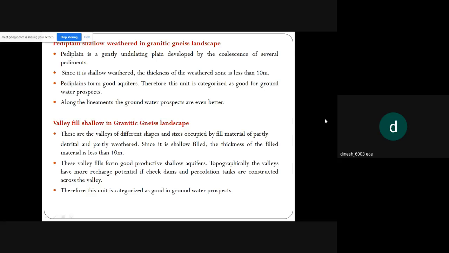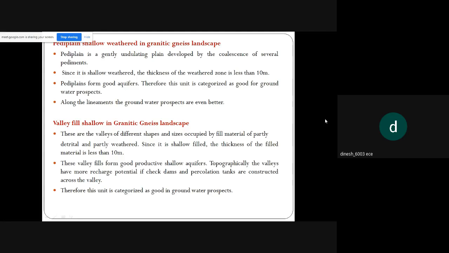Next type of study that has been done was the valley fill shallow in granitic genesis landscape. So these are the valleys of different shapes and sizes occupied by fill material of partly deteriorated or partly weathered.